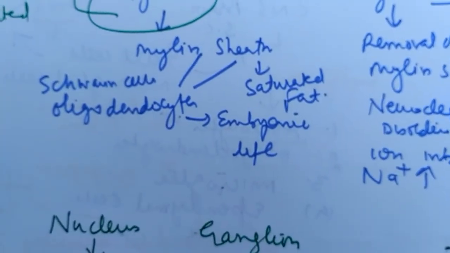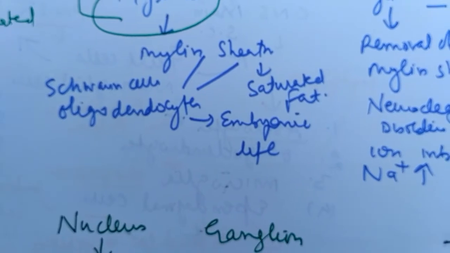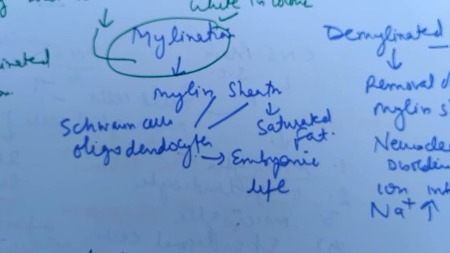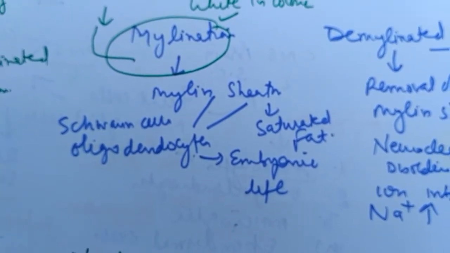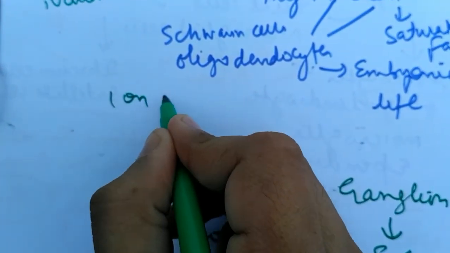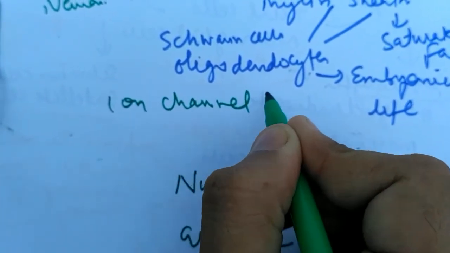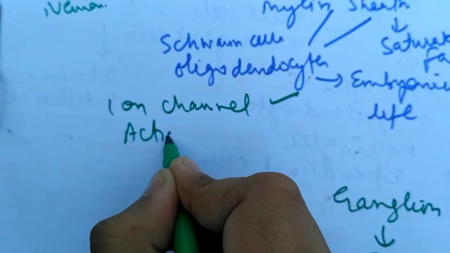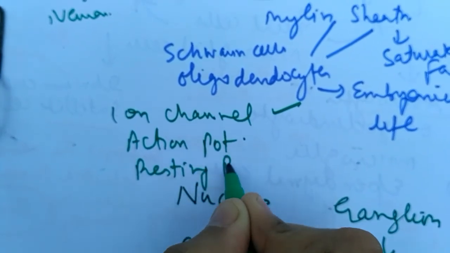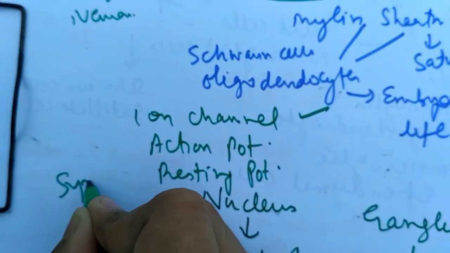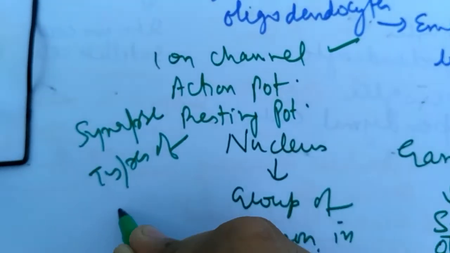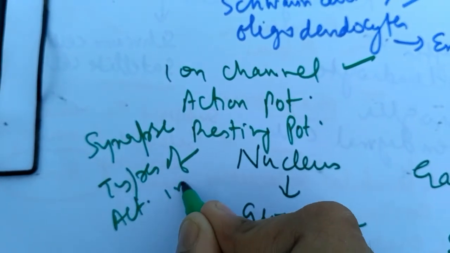I hope, friends, this video will be helpful for you to understand the various types of supporting cells in the nervous system and how our nervous system works. In the next video I will discuss ion channel, action potential, resting potential, synapse, and types of activities in nerve conduction.